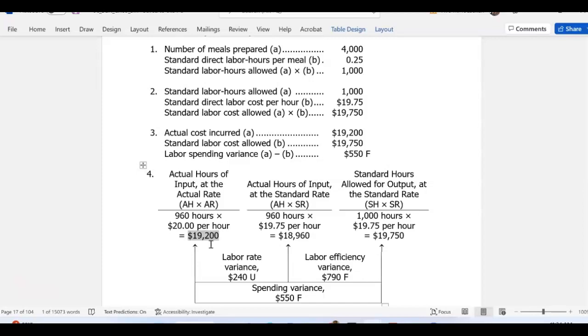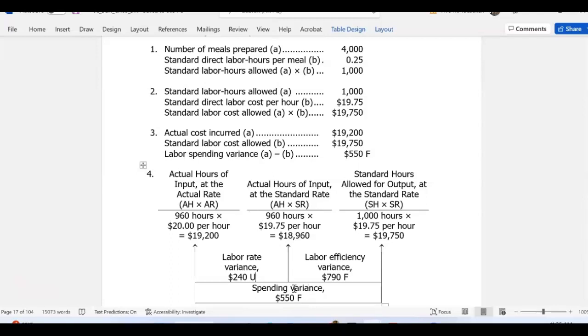However, look here, AA. Actually, you spent 19,200, but standard was supposed to be 18,960. So 19,200 minus 18,960, you spent too much. That's $240 unfavorable, and that's labor rate variance. That means you paid a little bit more to your labor when you hired them, a higher labor rate variance of $240, which is unfavorable. But in general, combining these two, 790 favorable and 240 unfavorable, gives you still $550 total labor spending variance, and that's good news, right?